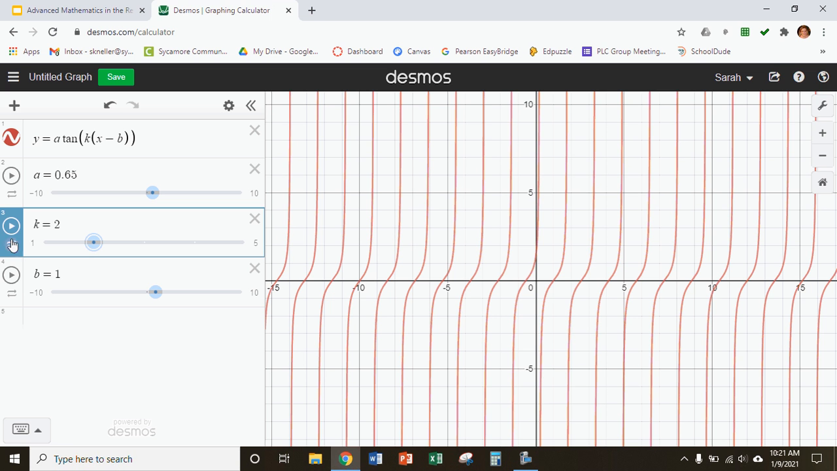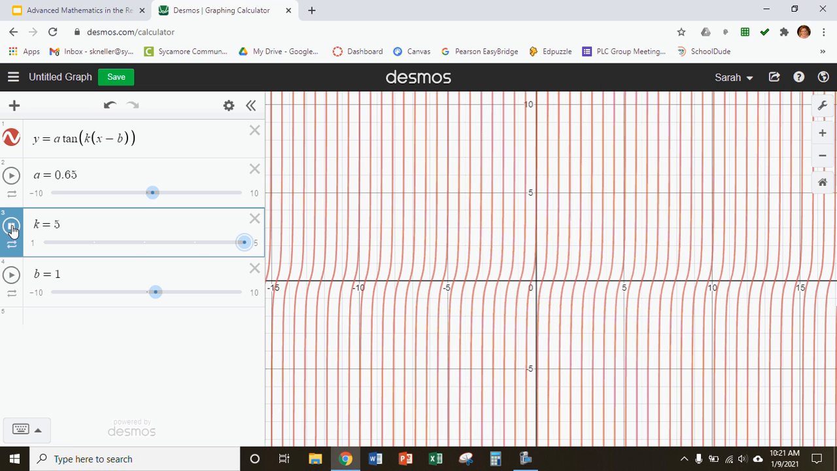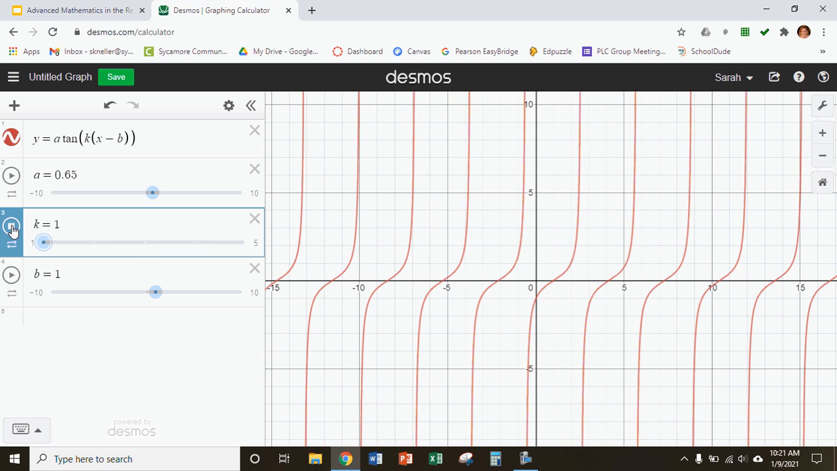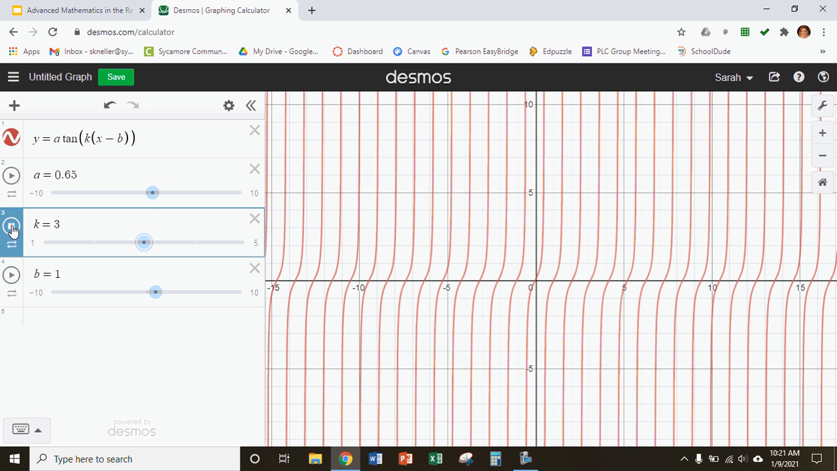Okay, the K value is how many of those little waves we're going to have in a given interval. So you can just see as the K value gets bigger, we get more and more of those little swoopy lines that go from the top to the bottom.